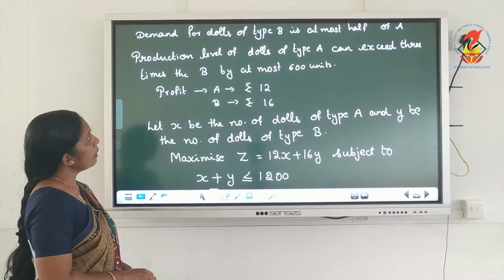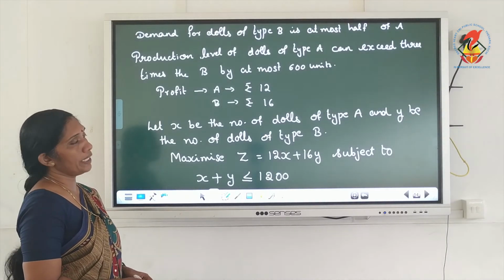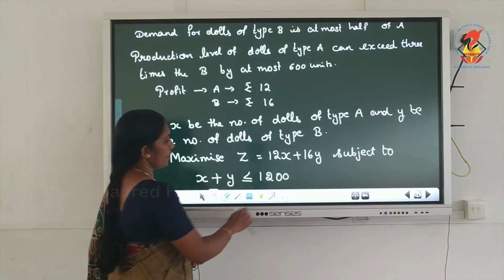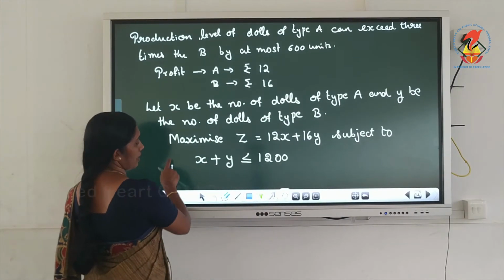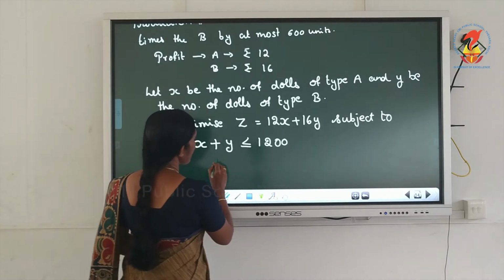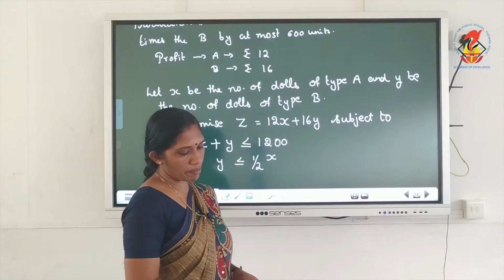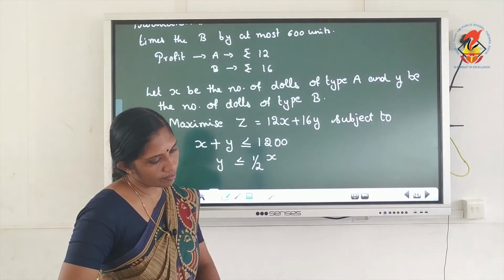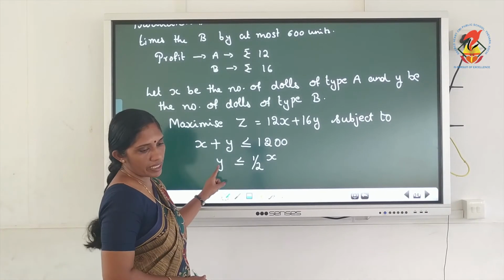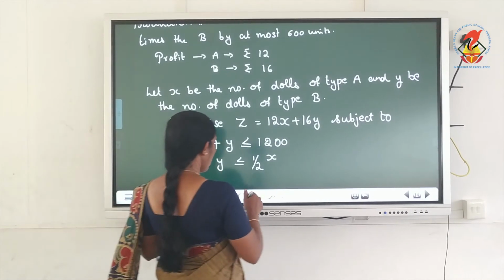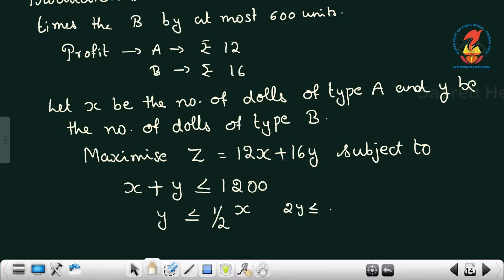Now, the next one: demand for dolls of type B is at most half of A. Type B is Y. At most means the sign is less than or equal. Half of A is X over 2. So Y is less than or equal to half X, or simplifying, 2Y less than or equal to X, or X minus 2Y is greater than or equal to 0.